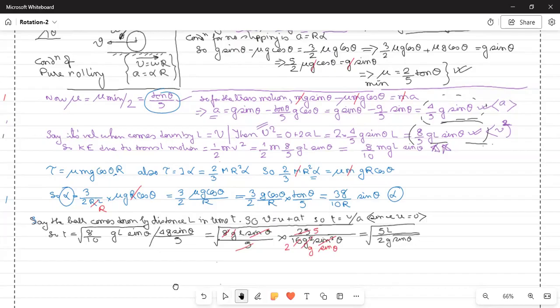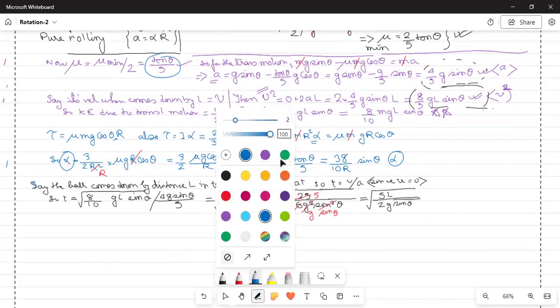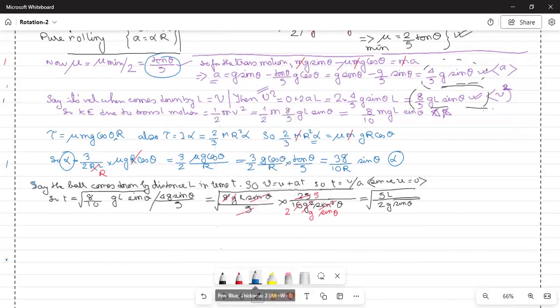Earlier we have found out the value of alpha here. We have found out the time taken for the rolling down to the point P. So we can find out the value of omega at this point, or the linear velocity.